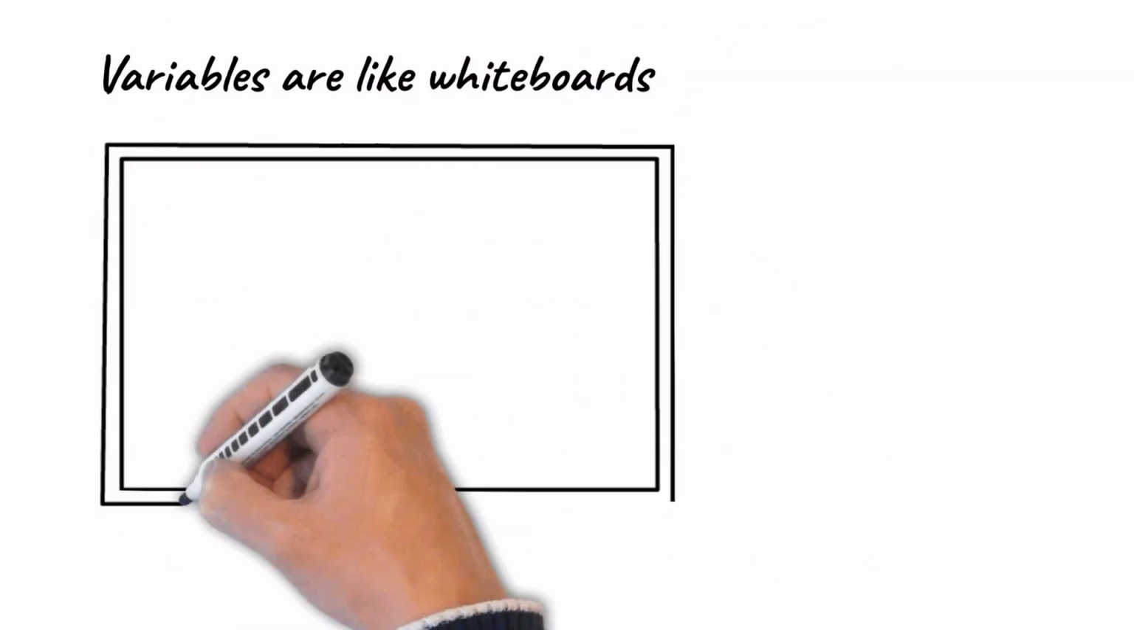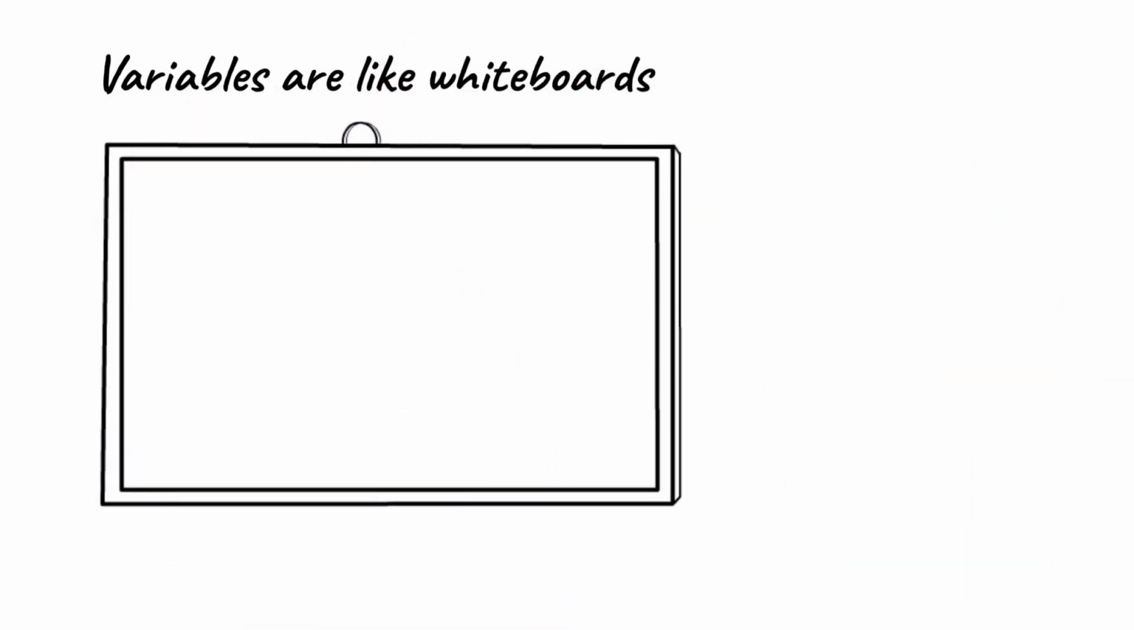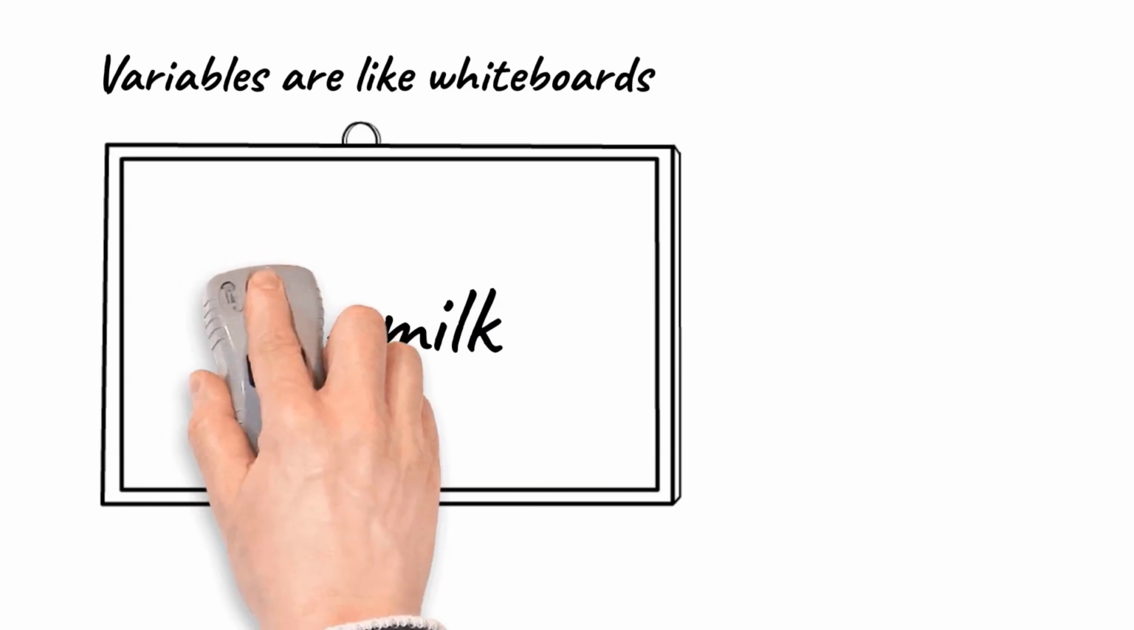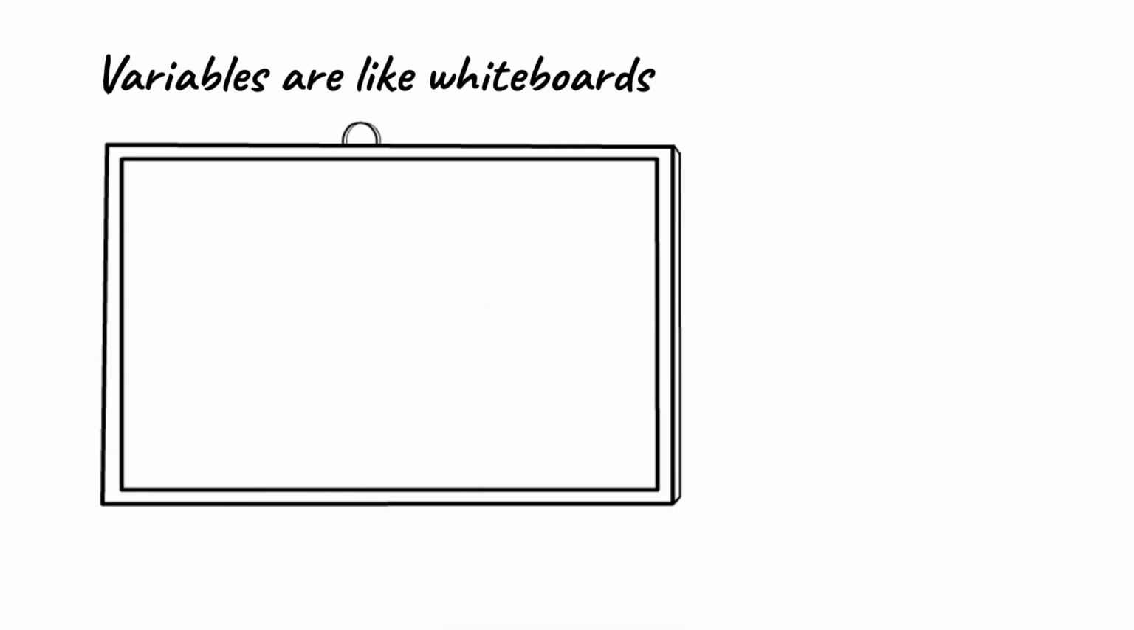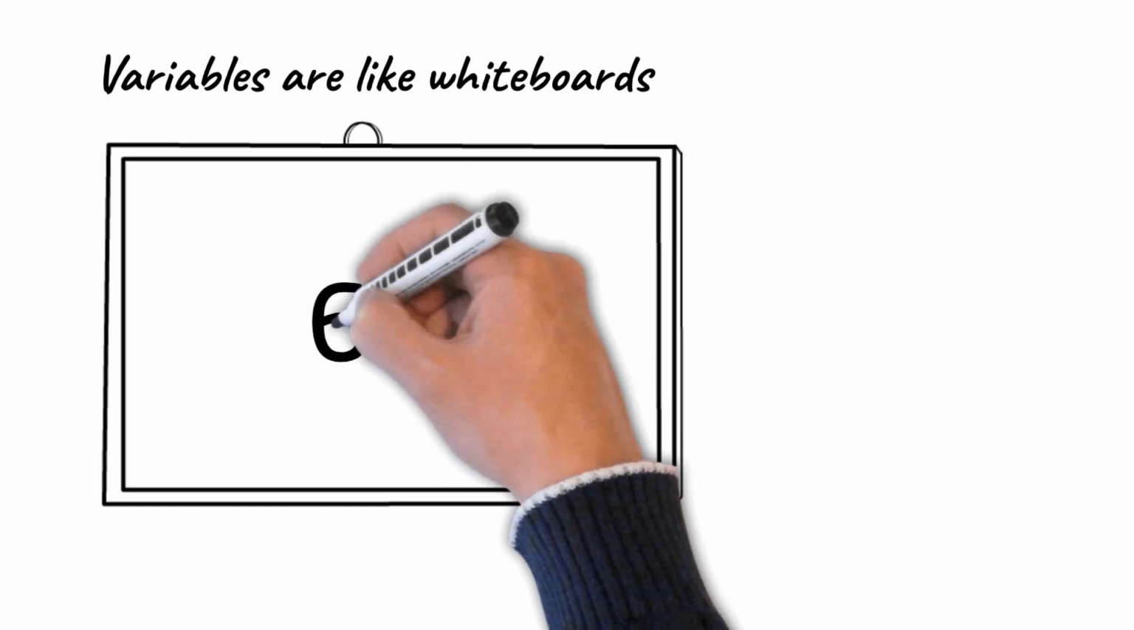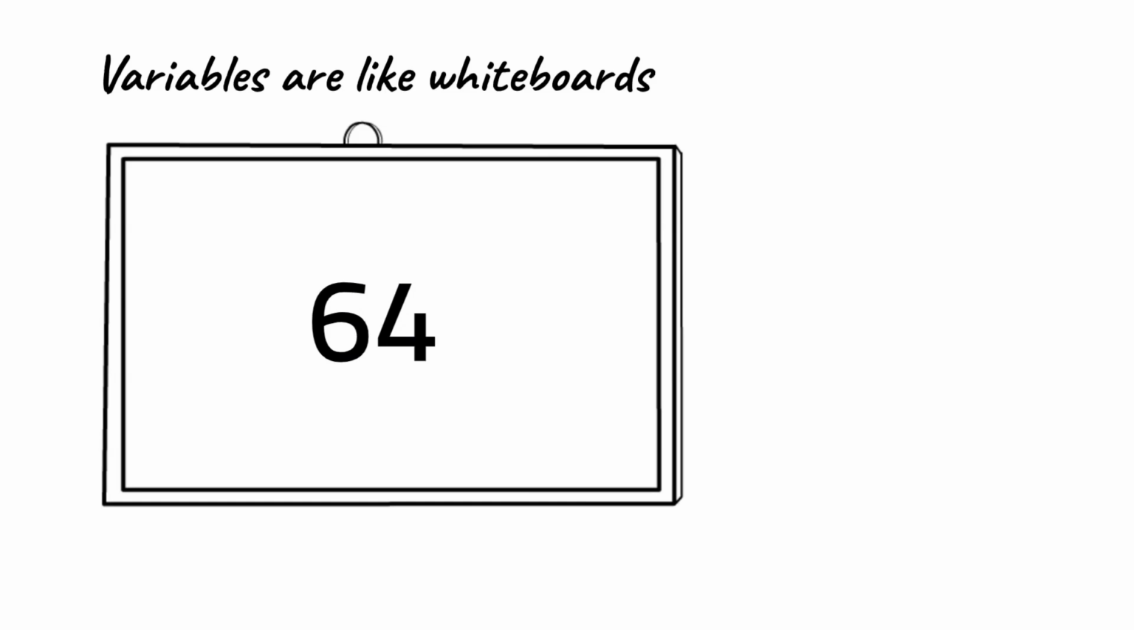Variables are like whiteboards. You can write on a whiteboard and you can write a value onto a variable. You can rub out what you've written on a whiteboard, and you can also get rid of the value that you've assigned to a variable. You can write words or numbers onto a whiteboard, and you can also write words or numbers onto a variable.